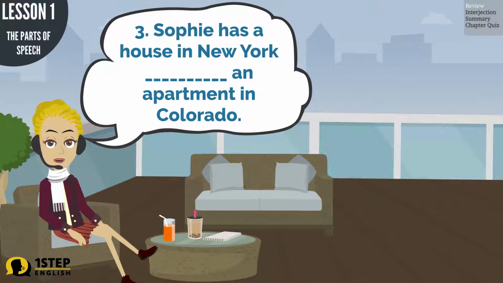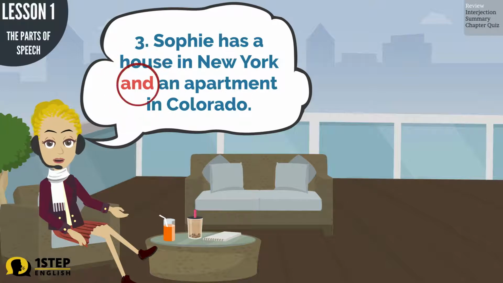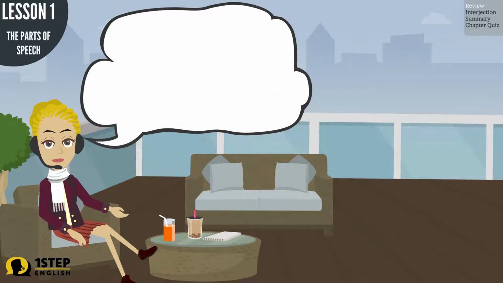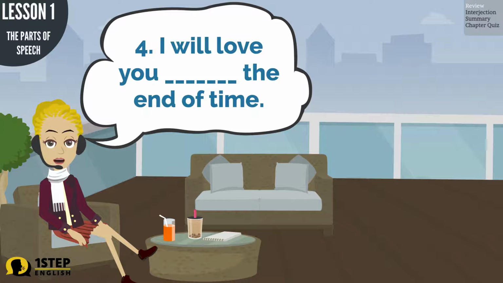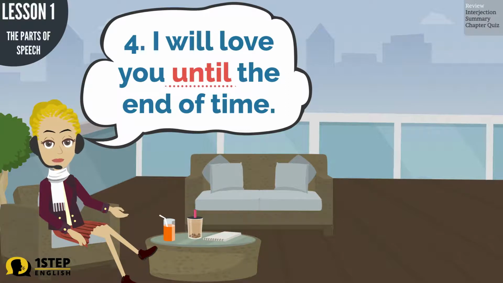3. Sophie has a house in New York, blank, an apartment in Colorado. Check your answer. And. Sophie has a house in New York and an apartment in Colorado. 4. I will love you, blank, the end of time. Check your answer. Until. I will love you until the end of time.